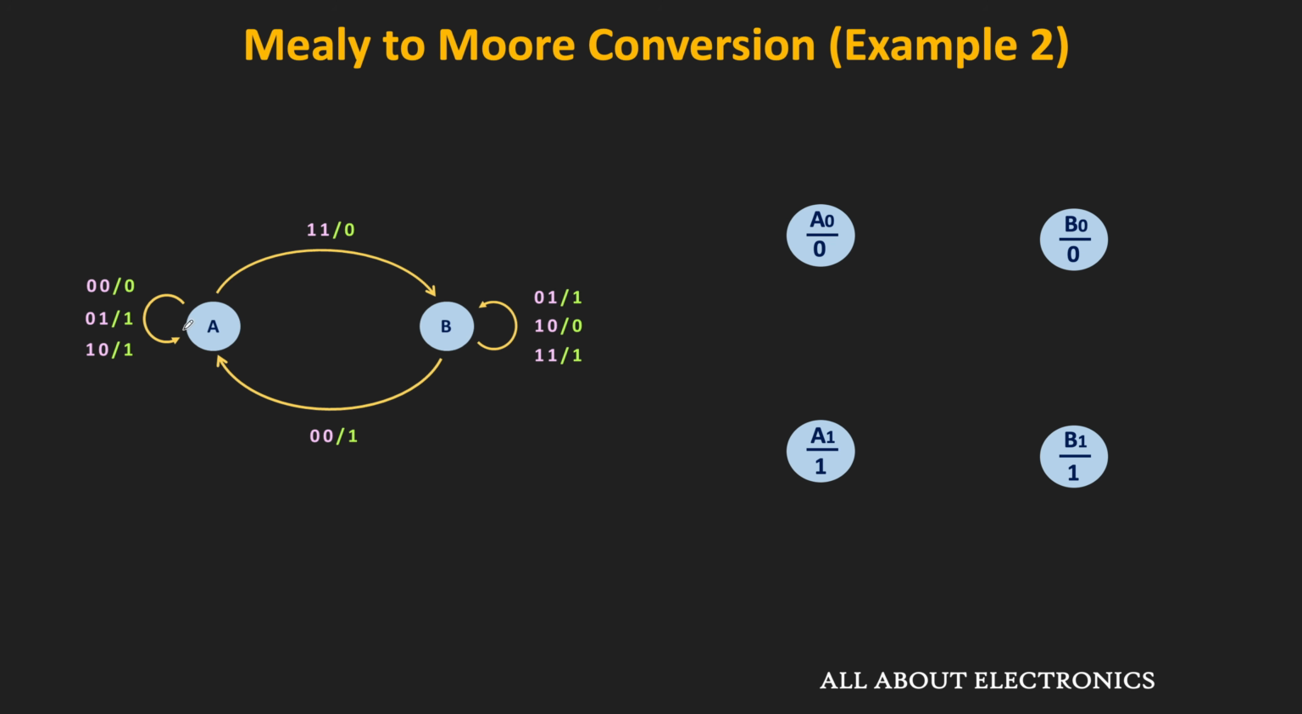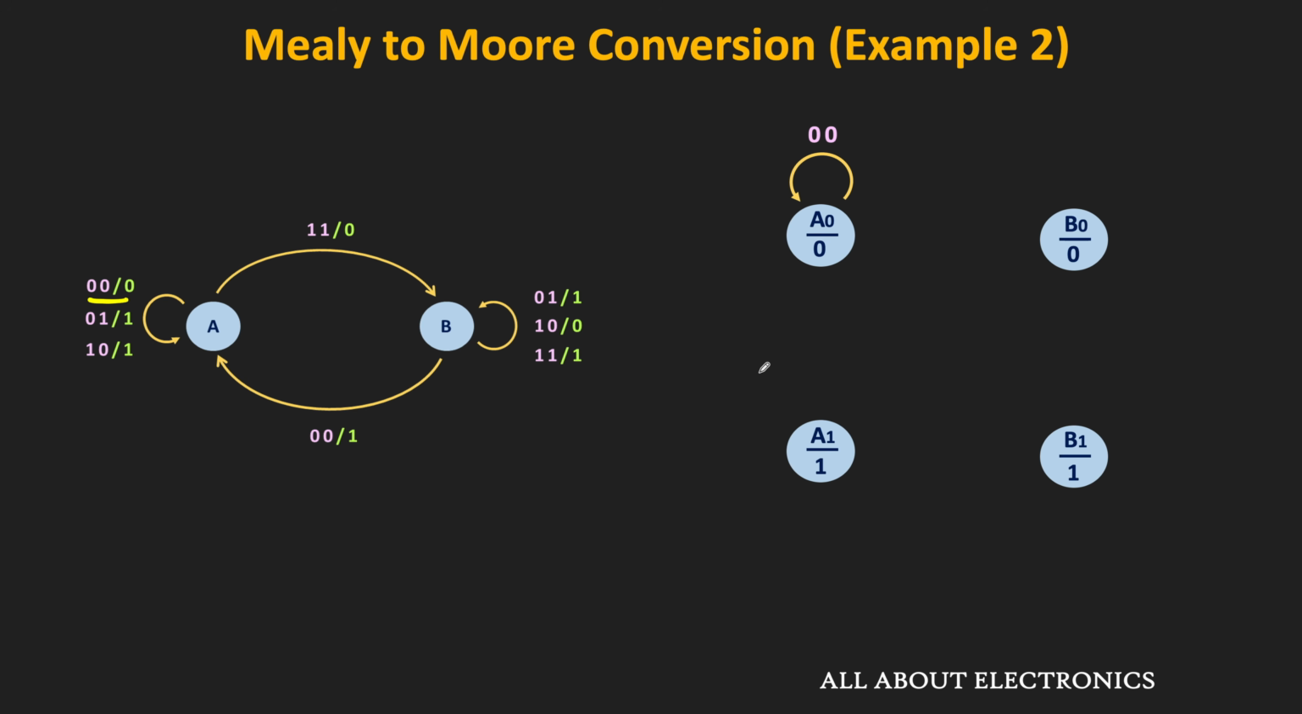In the diagram of this Mealy machine, when the input is 0, the output is also 0. That means in the A0 state, when the input is 0, it will remain in the same state, because in this A0 state, the output of the machine is equal to 0.